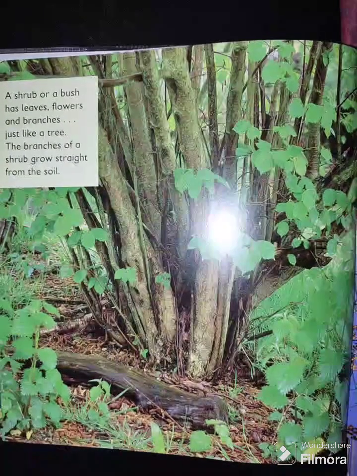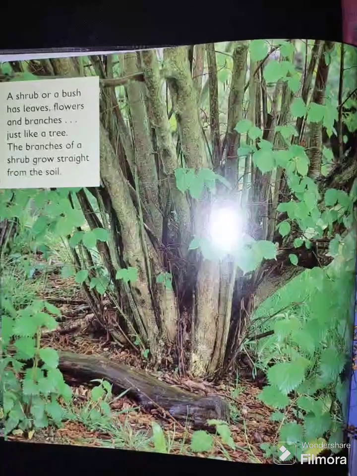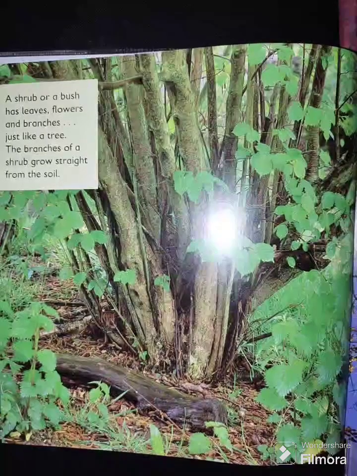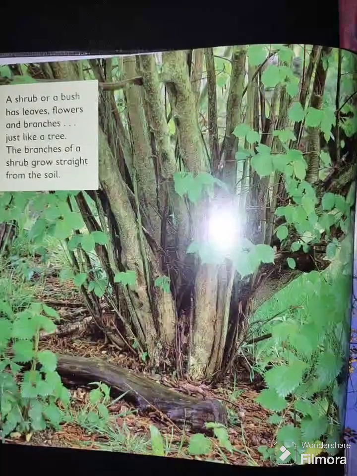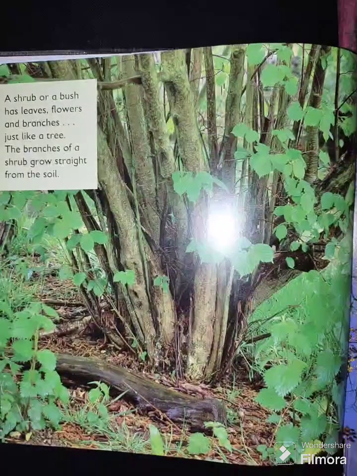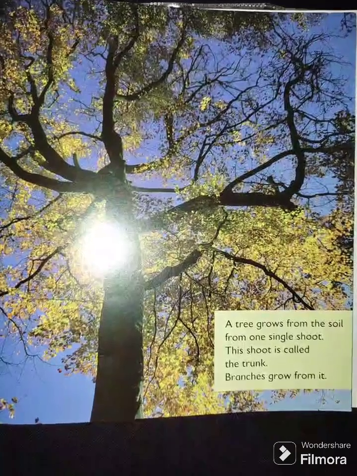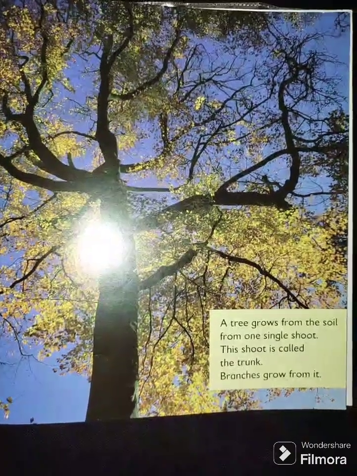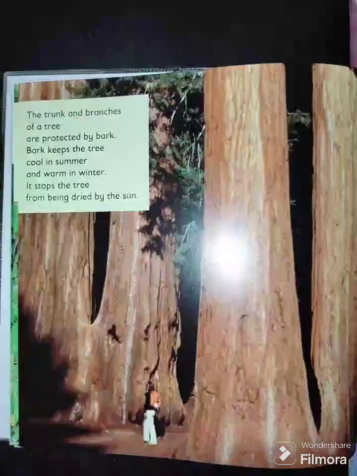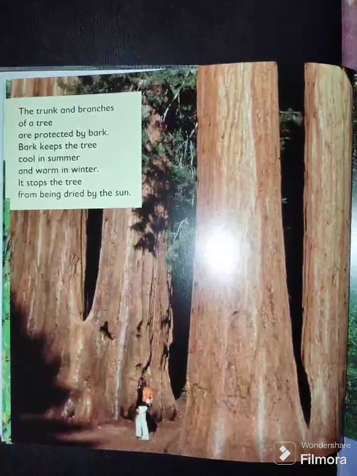A shrub or bush has leaves, flowers, and branches. Just like a tree, the branches of shrubs grow straight from the soil. A tree grows from the soil from one single shoot. The shoot is called the trunk. Branches grow from it. The trunk and branches of a tree are protected by bark.